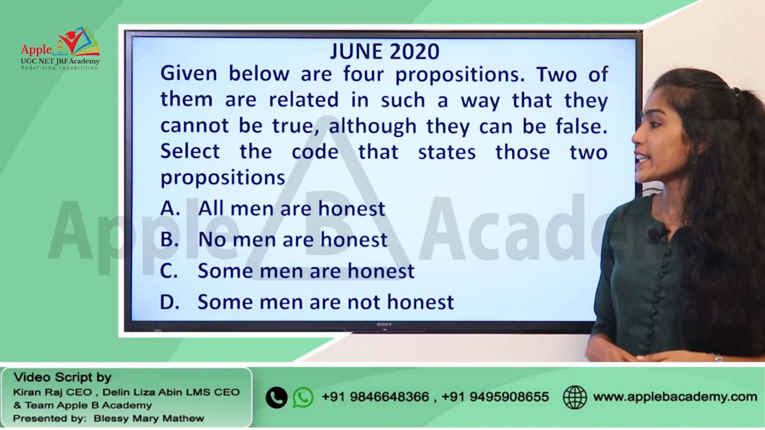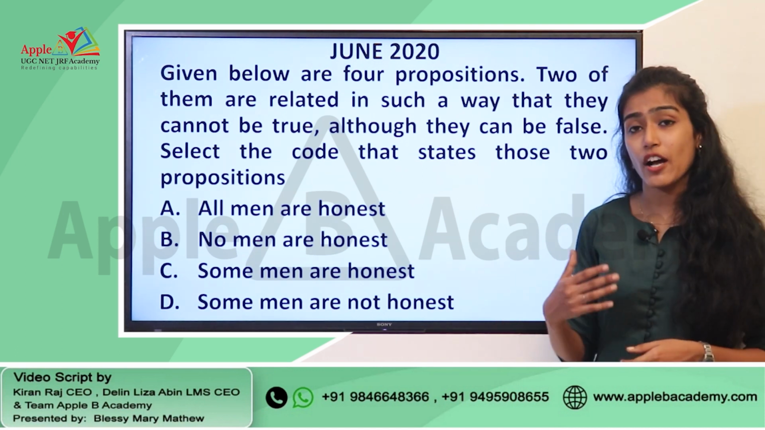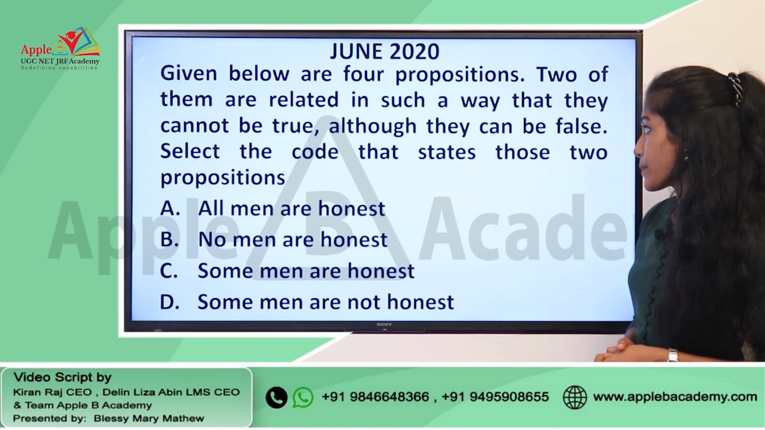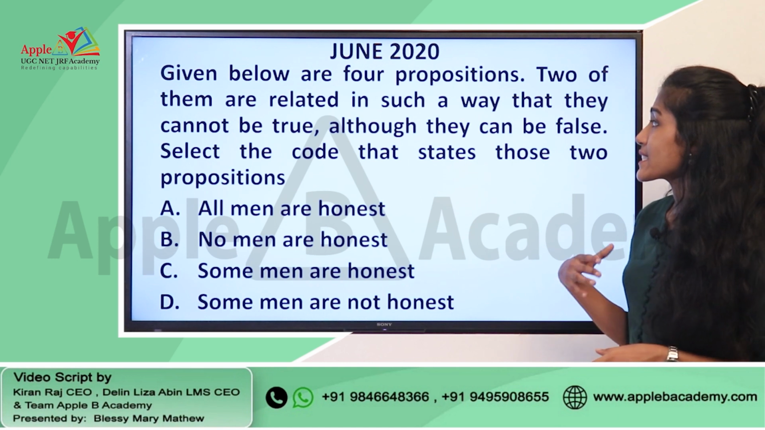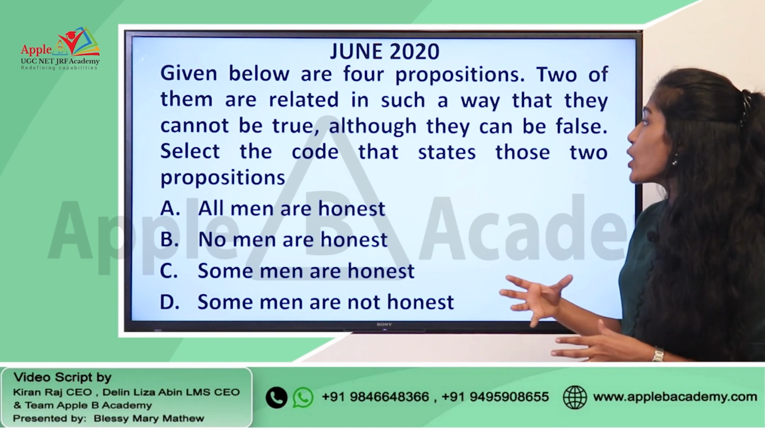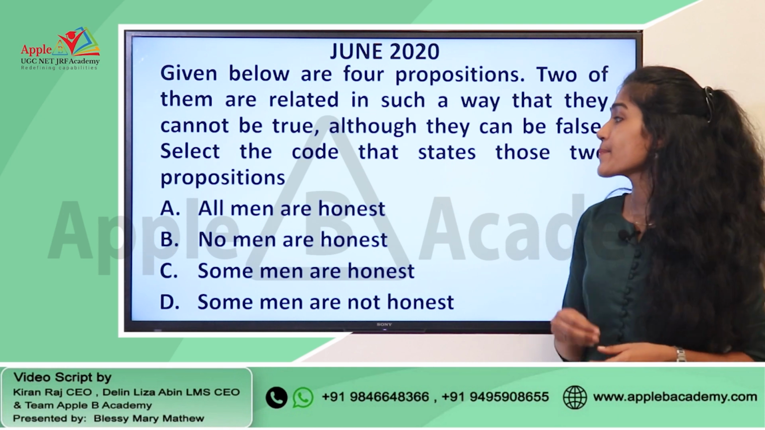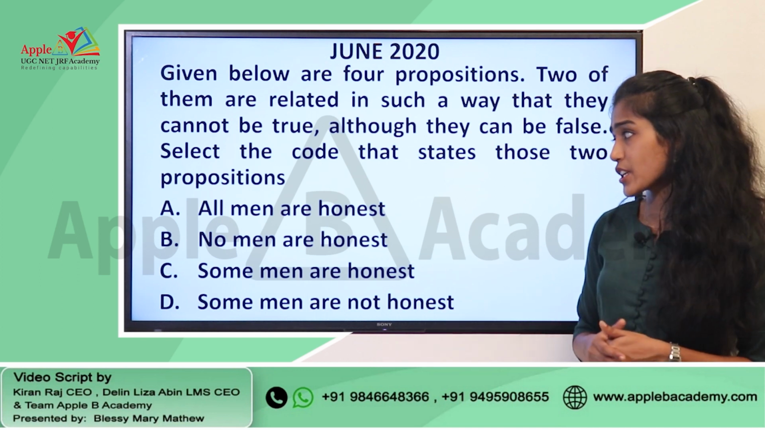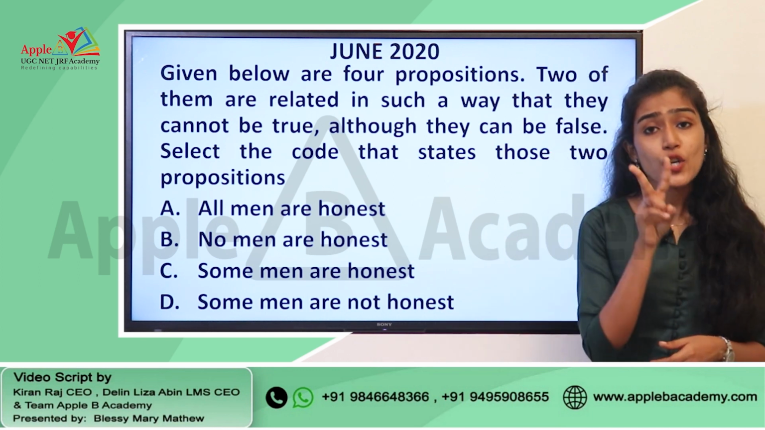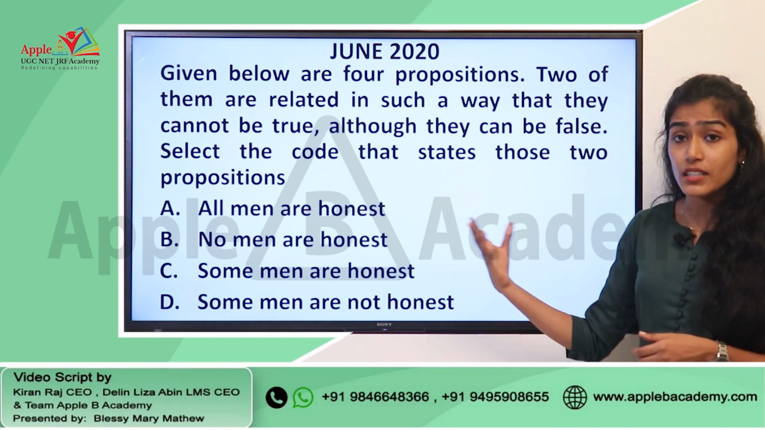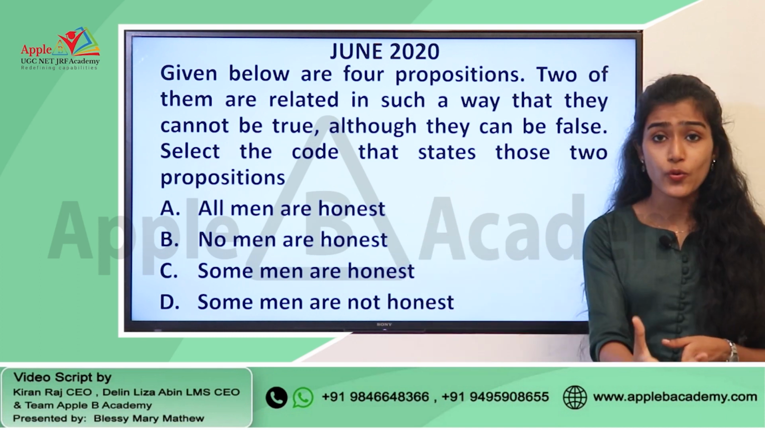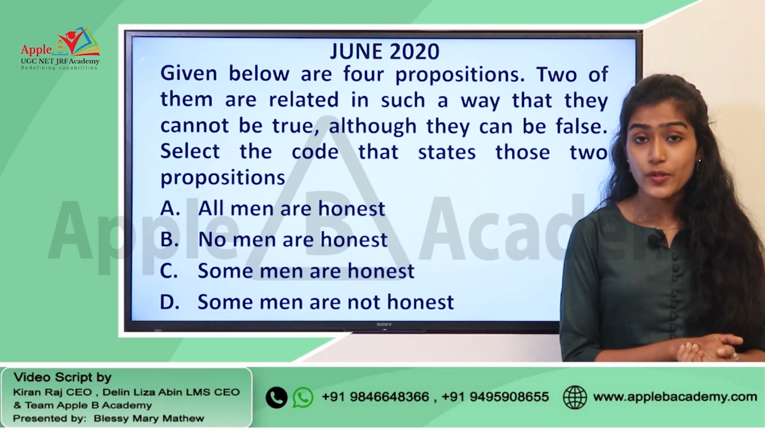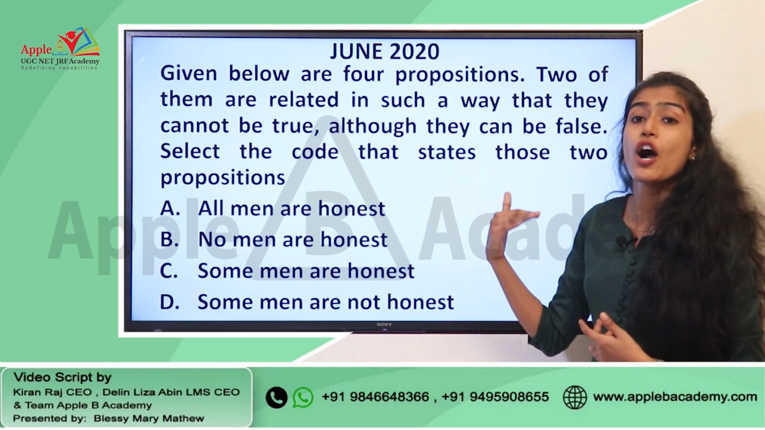Okay. Now we are moving to the next question. This was asked in the June 2020 NET exam again. So here is the question. Given below are four propositions. Two of them are related in such a way that they cannot be true together, although they can be false. Select the code that states those two propositions. So you are given four different propositions here, and you are asked to find two propositions that cannot be true, although they can be false. They cannot be true together, but they can be false together.